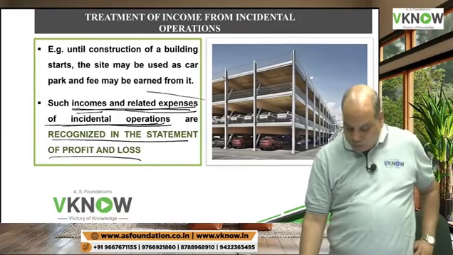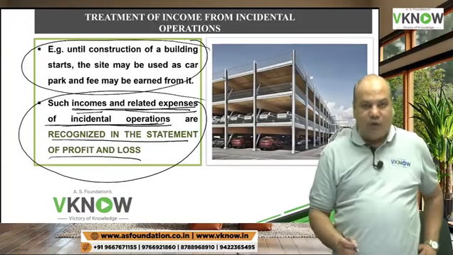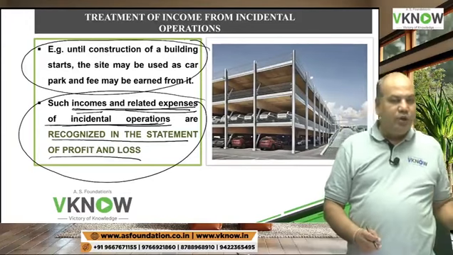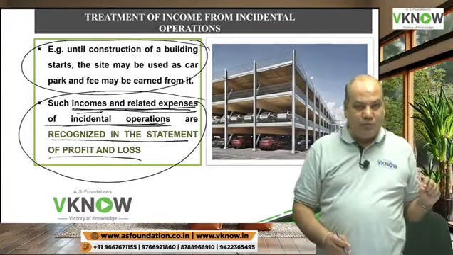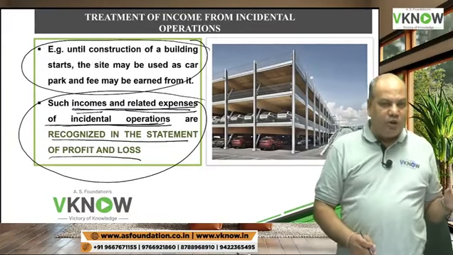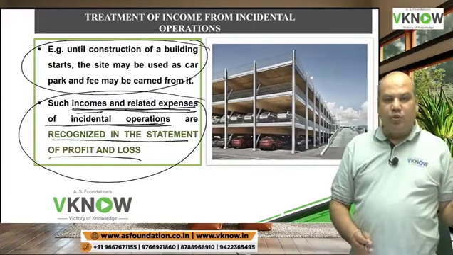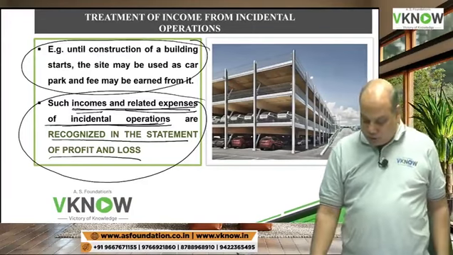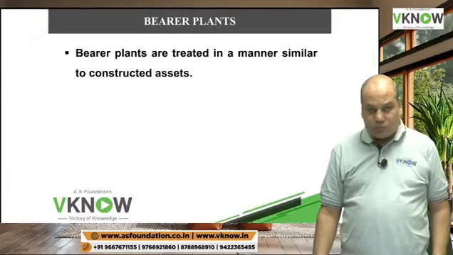So income earned when the construction of the building is happening, when some area may be let out for parking, these are incidental operations, may not be the main operation but incidental operation. So net income or net expense will be charged to or credited to the P&L account. This is not directly attributable.